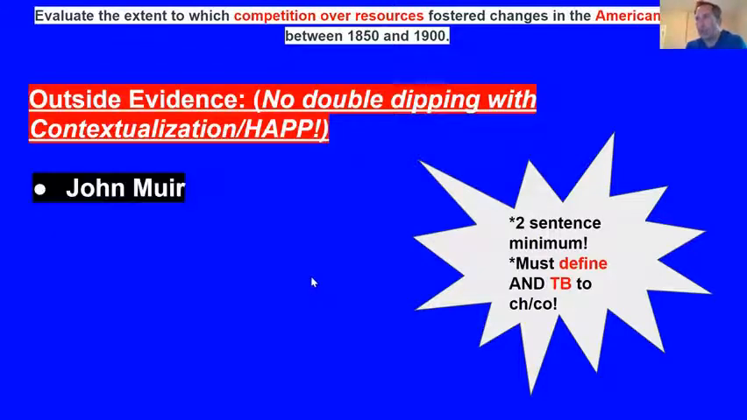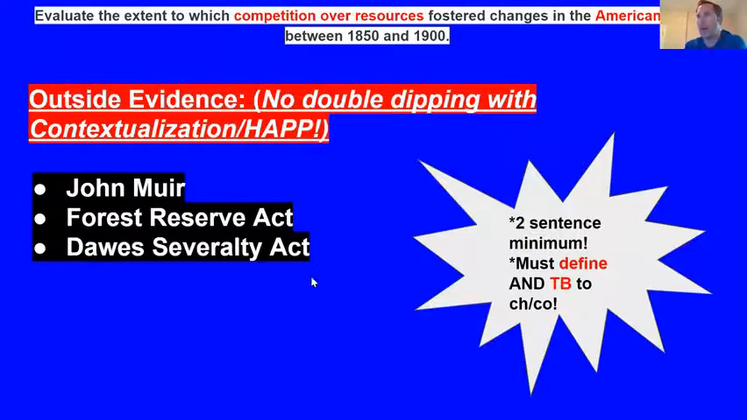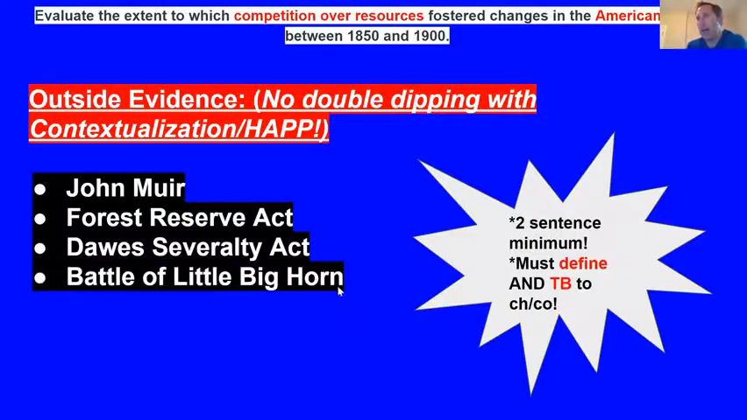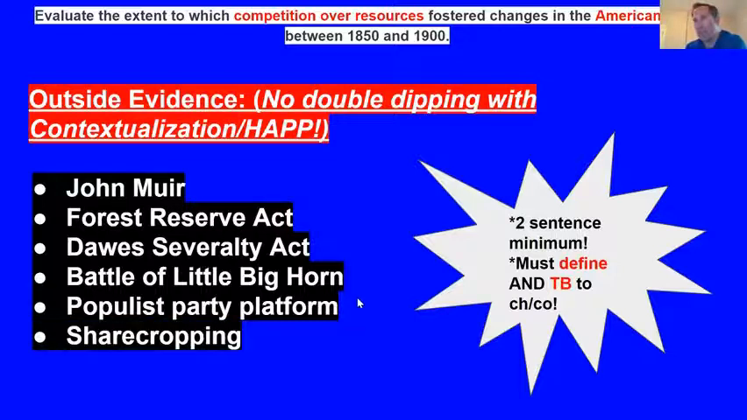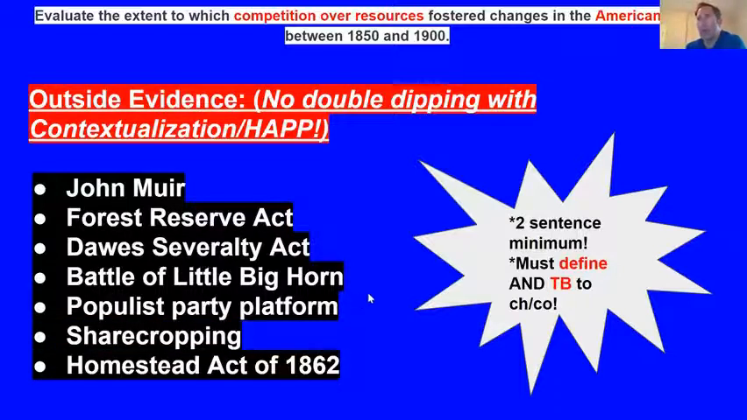Okay, tons and tons of outside evidence here. The outside evidence that I saw used frequently, and where oftentimes people got points for it, was John Muir, the Forest Reserve Act, the Dawes Severalty Act, the Battle of Little Bighorn, the Populist Party, sharecropping, and the Homestead Act of 1862. I had a number of people do the National Grange Movement. I had some people do the Interstate Commerce Commission or the Interstate Commerce Clause. All of those worked. These are the most common pieces of outside evidence that I saw.